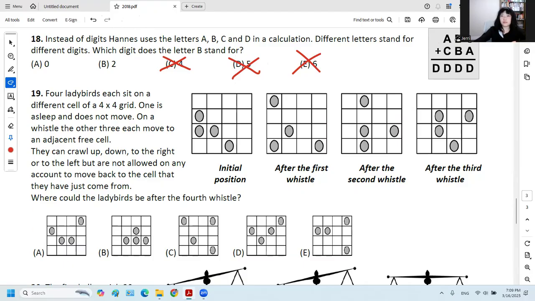B. 2 plus 2, 4. 44. Not really. B is not the answer. A. 0 plus 0, 0. Well, right here, this could be like 6 plus 5, 11, 1. 5 plus 6, 11, 1, 1, 1. A is the answer.